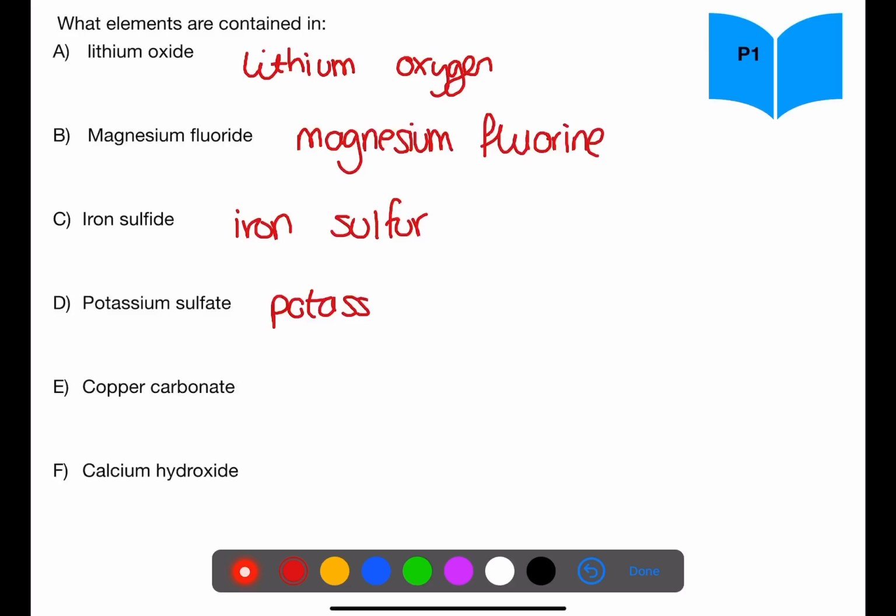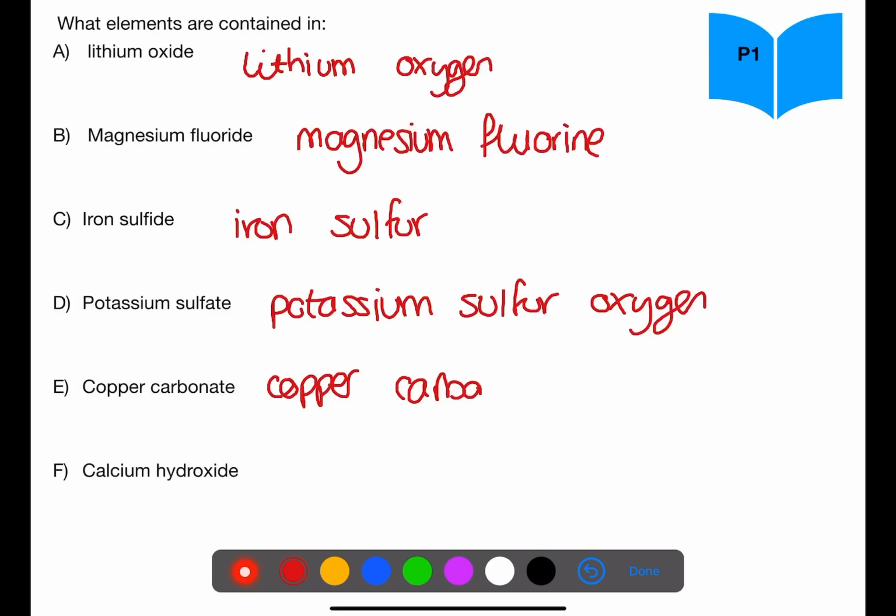Potassium sulfate ends in ATE. This means it contains three elements, potassium, sulfur and oxygen. Copper carbonate also ends in ATE, so contains copper, carbon and oxygen. Calcium hydroxide, although ending in IDE, contains three elements, calcium, oxygen and hydrogen.